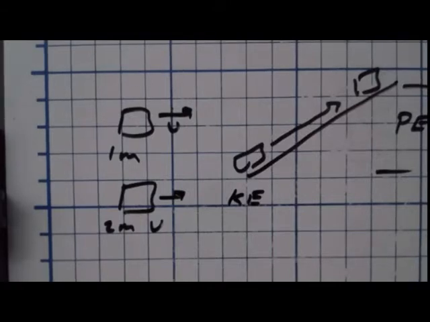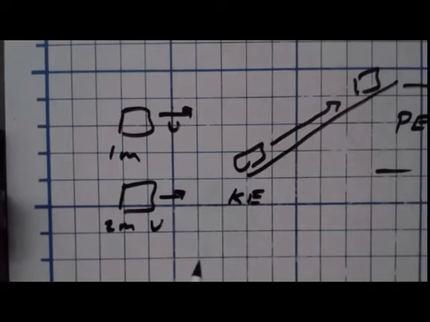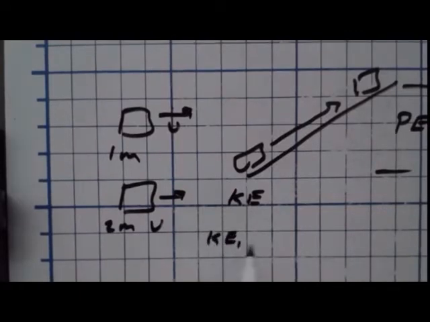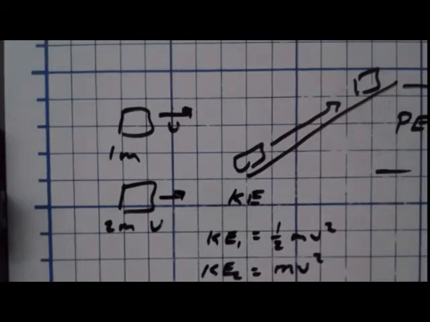Okay, so which one has more kinetic energy at the beginning? Well, clearly the one with more mass. So you want to do something about writing down KE1 is 1/2 mv squared, and KE2 is mv squared. So the bigger mass is going to have more kinetic energy at the start because it's got more mass, even though it's got the same speed.